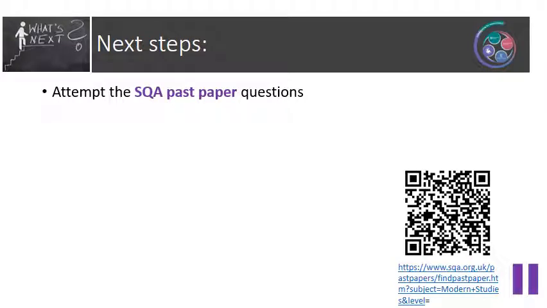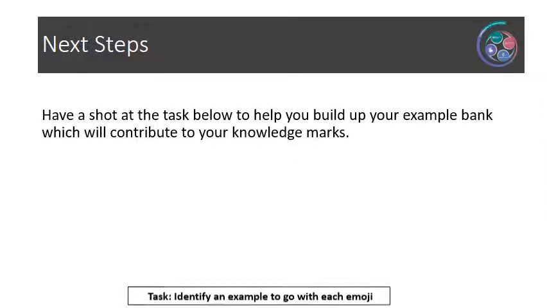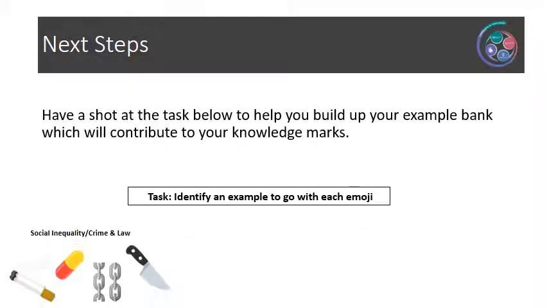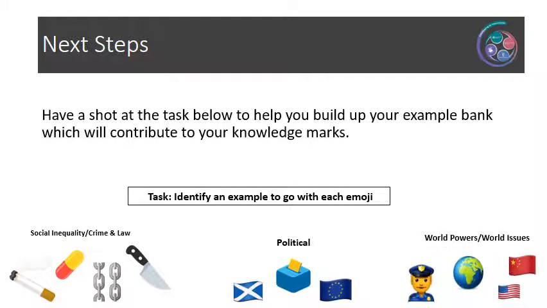Finally, you may wish to visit the SQA website anytime to attempt a range of past paper questions, both for KU questions, but also for inquiry skills questions. You should look to practice these in time conditions as well to refine the skill. Furthermore, if you want to have a little bit of fun, why don't you have a shot at the task below to help you build up your example bank, which will contribute to your knowledge marks. Identify an example to go with each of the emojis linking to the different units that you may study in Modern Studies.